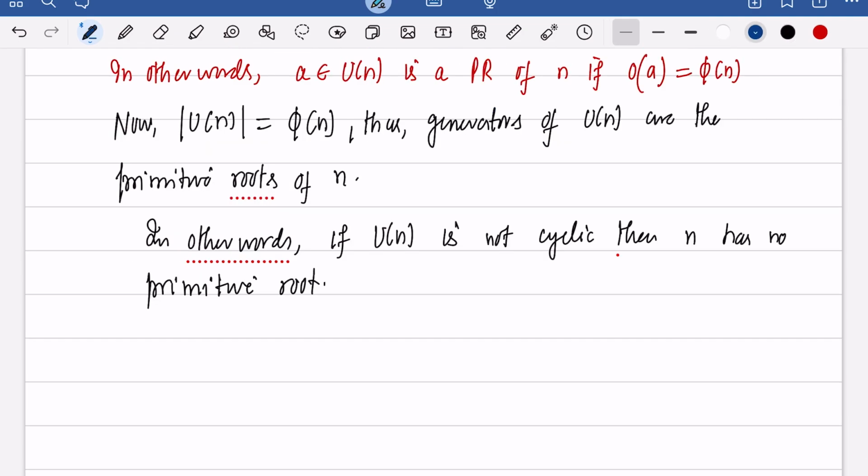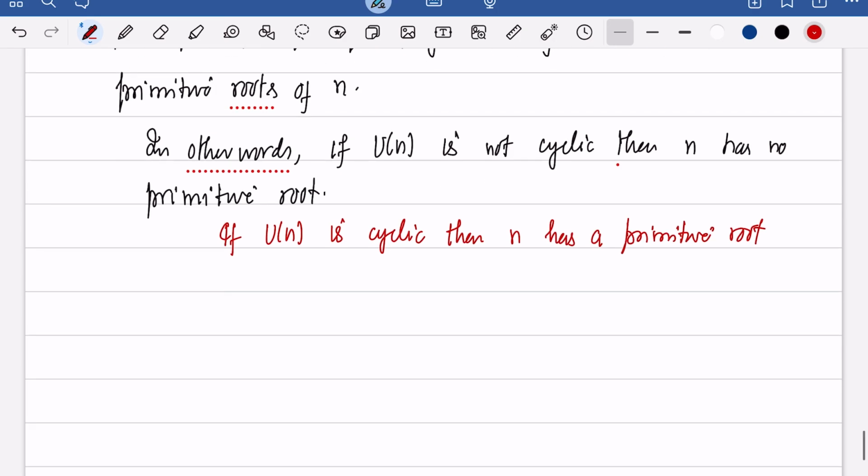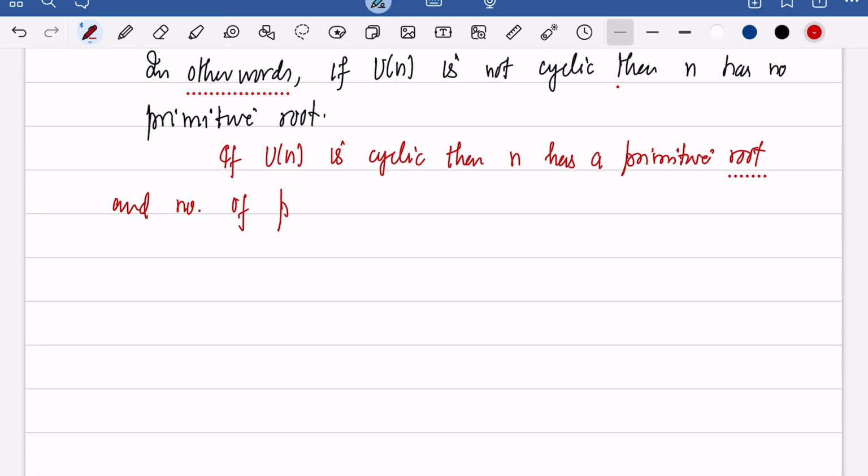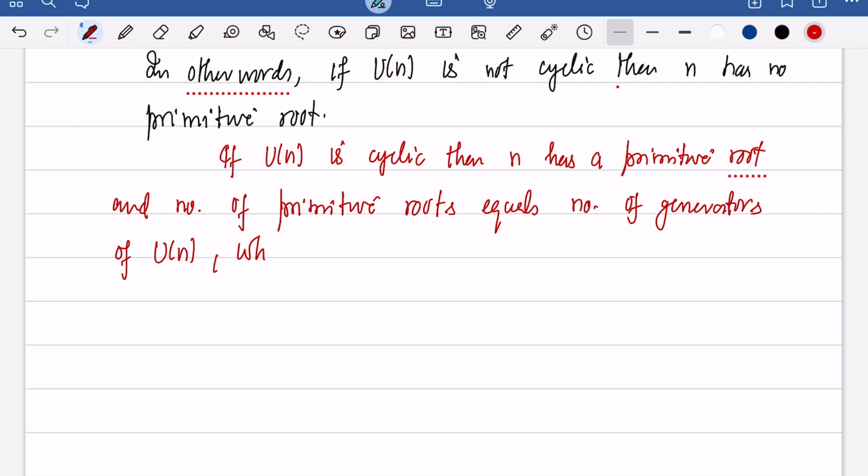Now we can also use group theoretic terms to find the number of primitive roots. For that, we know the number of generators of a cyclic group of order n is equal to phi(n). But here our group Un has order phi(n). So if Un is cyclic, then n has a primitive root, and in this case the number of primitive roots equals the number of generators of Un, which is equal to phi of the order of Un, that is phi(phi(n)).